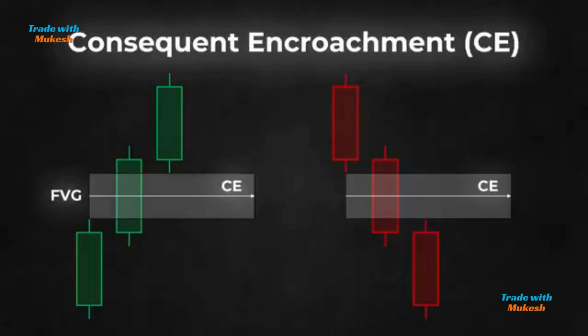Fair value gaps can be used as zones of support and resistance. As is the case with many other types of support and resistance, it's important to pay attention to how price reacts to fair value gap limits and the consequent encroachment line. Let's look at BISIs, or bullish fair value gaps, first.